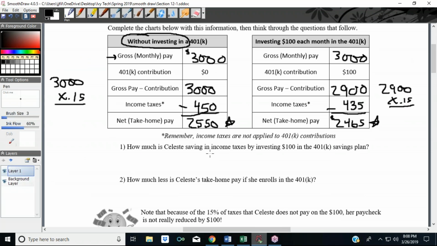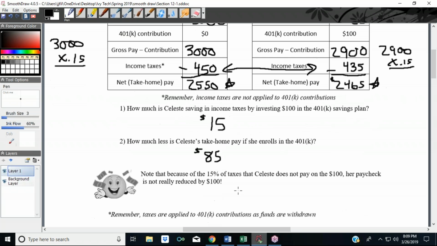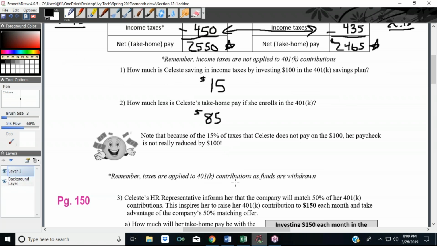I think we've already answered them. How much is Celeste saving in income taxes by investing $100? So look at these two values. How much less are her taxes? It looks like just $15 a month, right? And then how much less is the take-home pay? We already figured that out, that's $85. All right, super. So there's a little note here that says, note that because of the 15% of taxes that Celeste does not pay on the $100, her paycheck is not really reduced by $100. So that's good. That's good news.